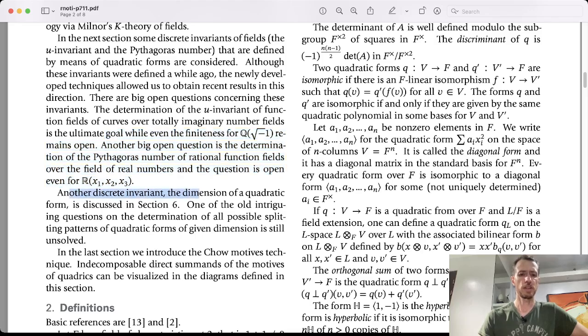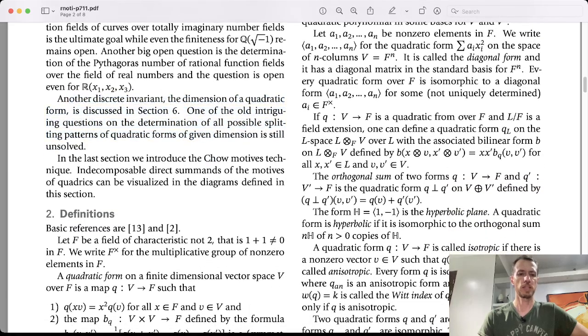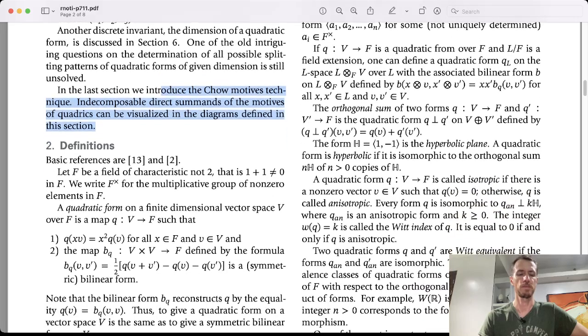Another discrete invariant, the dimension of a quadratic form, is discussed in section 6. One of the old intriguing questions on the determination of all possible splitting patterns of quadratic forms of given dimension is still unsolved. In the last section, we introduce the Chow motives technique. Indecomposable direct summands of the motives of quadrics can be visualized in the diagrams defined in this section.